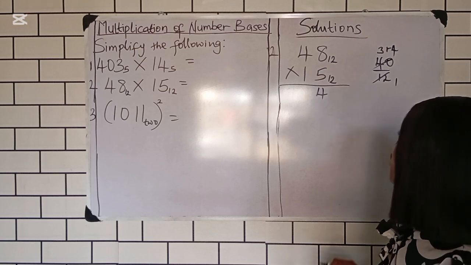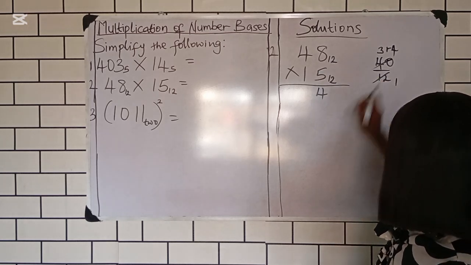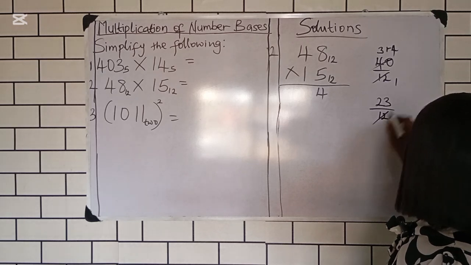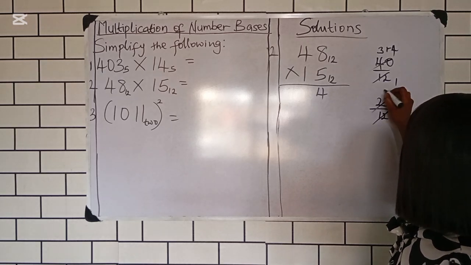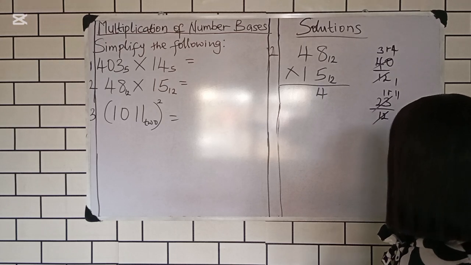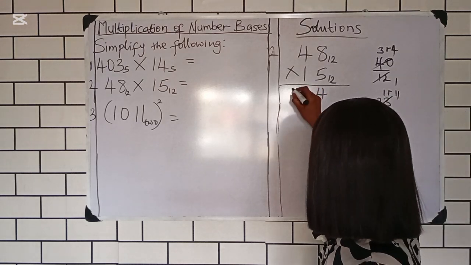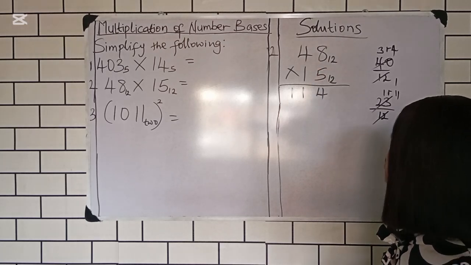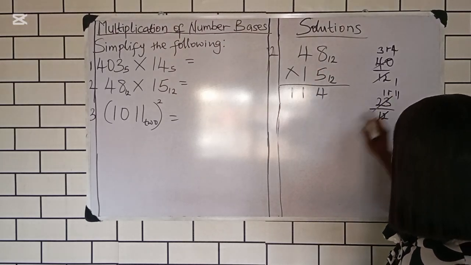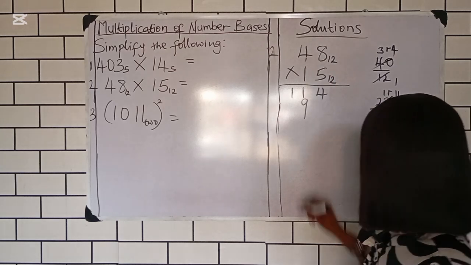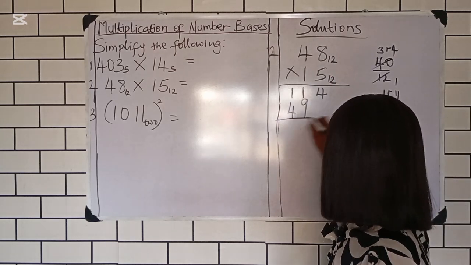5 times 4 here will give us 20, plus this 3 here will give us 23. 12 goes into 23 once. 1, remainder 11. Your remainder here is 11. You write that remainder, which is 11. Carry 1. 1 times 8 here will give us 8, plus this one here is 9. You write your 9. 1 times 4 here will give us 4. You write your 4. You add.